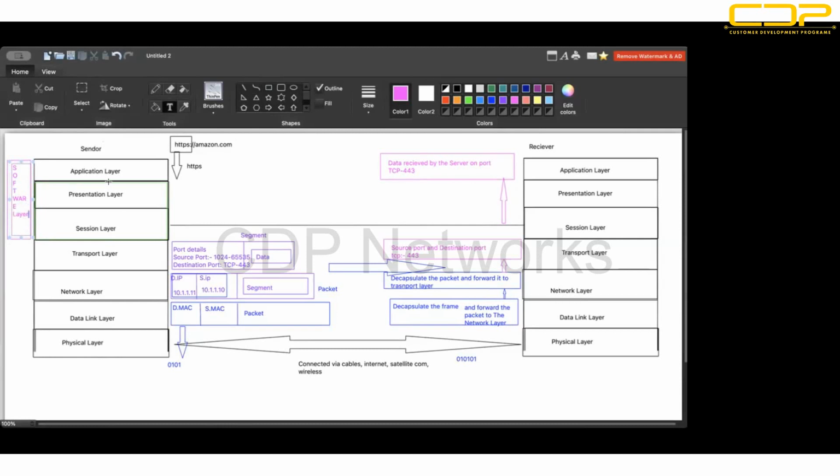But these all are your hardware layers. So who is providing the bridge between the hardware and the software? It is the transport layer. This is actually the bridge between software and the hardware.